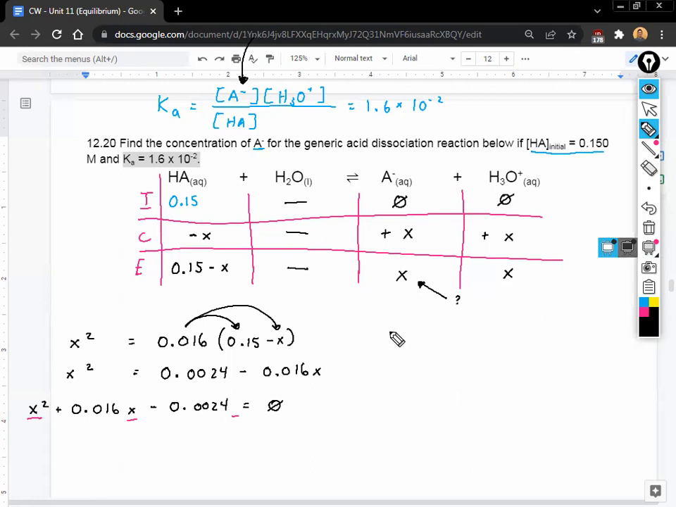This is the quadratic equation. It's x equals negative b plus or minus the square root of b squared minus 4ac all over 2a. That's what the quadratic equation is.